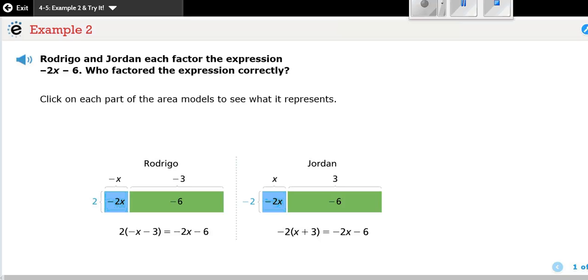So at this point, we want to check their work to make sure they're doing their math correctly. That's going to let us know if they did it right or incorrect. To distribute this, I would take this 2 and multiply by this negative x. So 2 times negative x equals negative 2x. That part we would agree with.